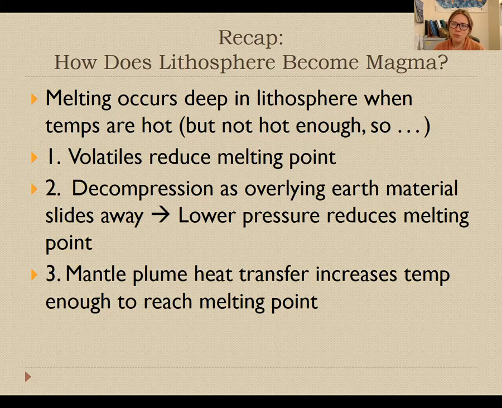Or we can have mantle plumes that are bringing extra energy to a specific spot within the Earth's mantle or the Earth's crust that allows an increase in temperature that's adequate to seed melting. So one of these three things is going to happen, and we're going to have different kinds of volcanoes along these different areas where different types of magma are forming. Okay, that's a good stopping point.